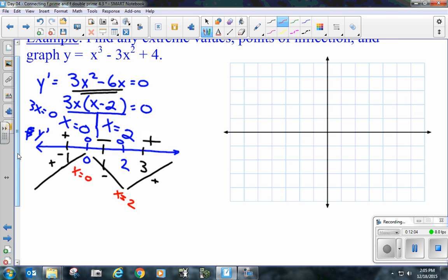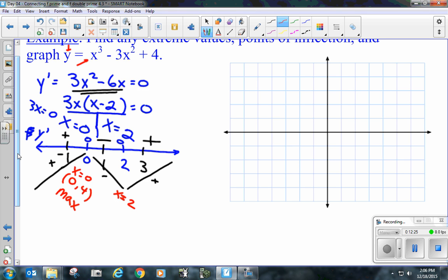Plug it into the original. That's what will give me my y. Someone tell me, when I throw a 0 into my x here, what's my y value? 4. That's an easy one. So it's 0, 4. Maybe that's going to be a max point, right? Looks like it's going to be a max point because it goes up, then it goes down. So I'm going to write max here.